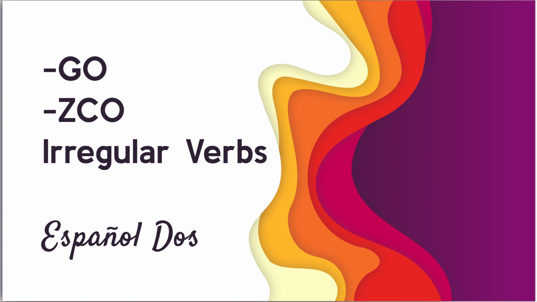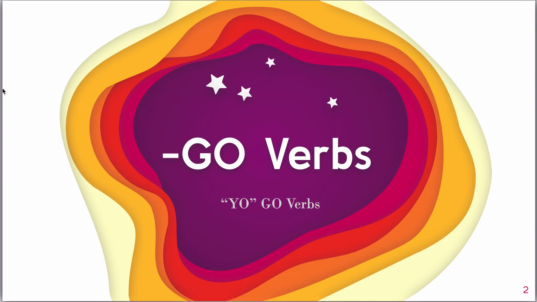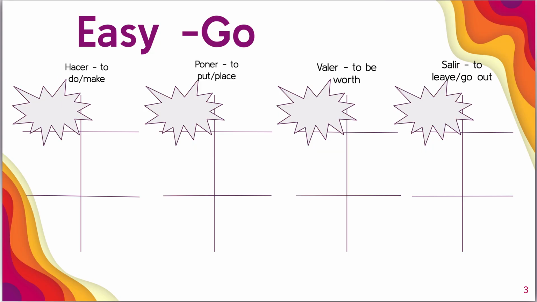Okay, so the first verbs we are going to go over are go verbs. Some people call these yo-go verbs because the go ends in an O, which means it only happens for the yo form. So there will only be a GO in the yo form. Okay, so let's look at these verbs.